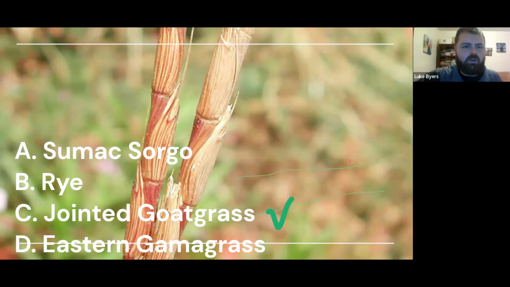And here are the results. See, that one was a little tougher. We had three of you click jointed goat grass and one of you get eastern gamma grass. It was jointed goat grass.